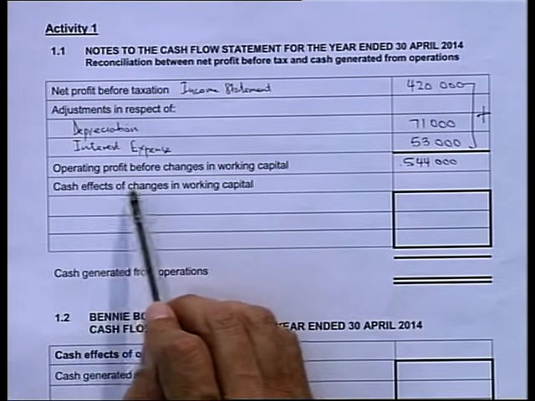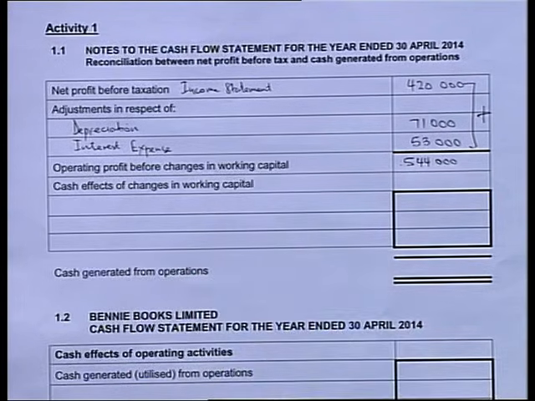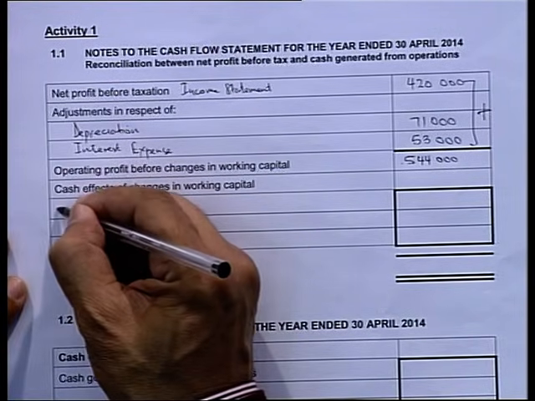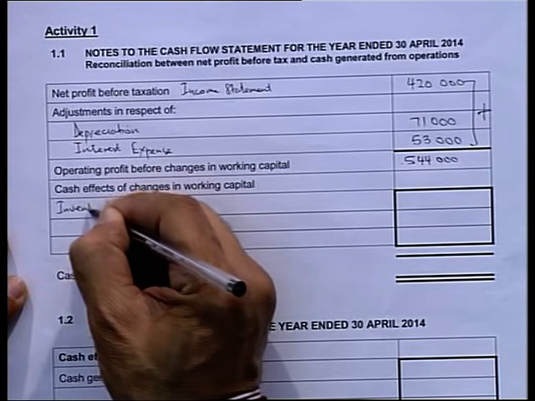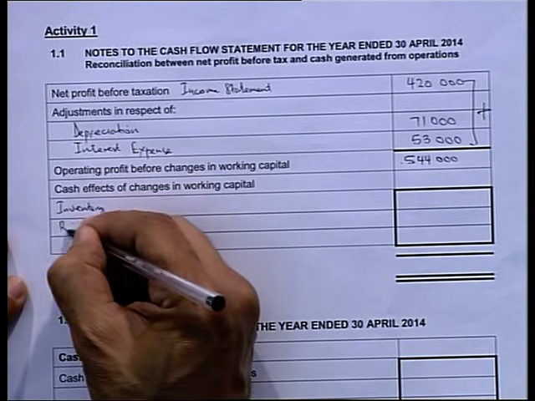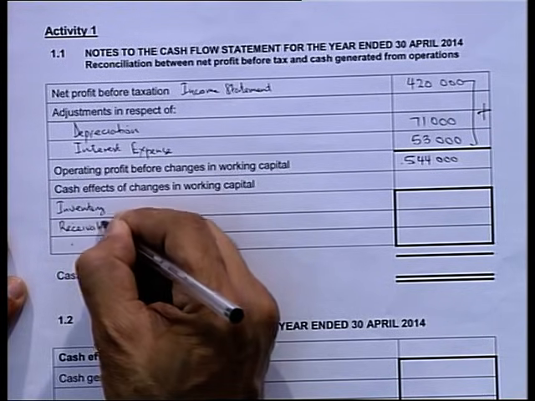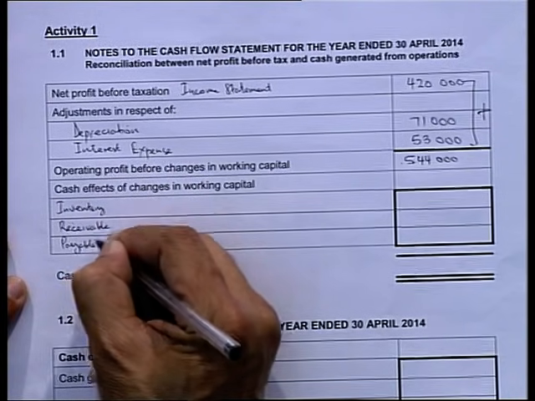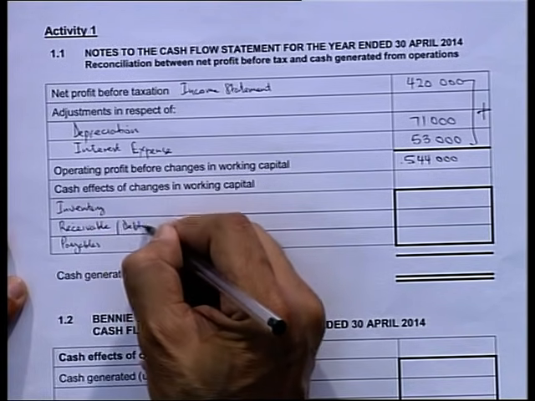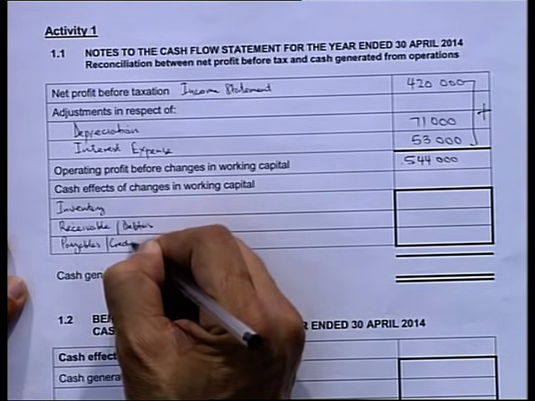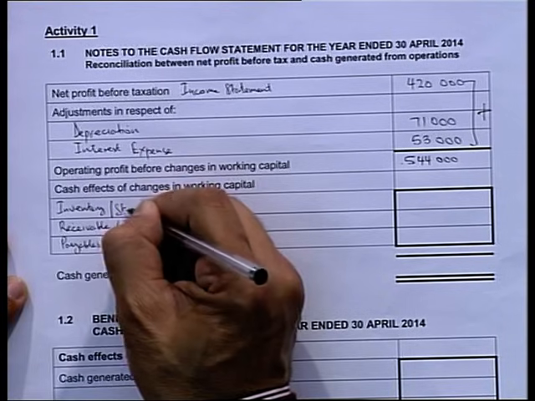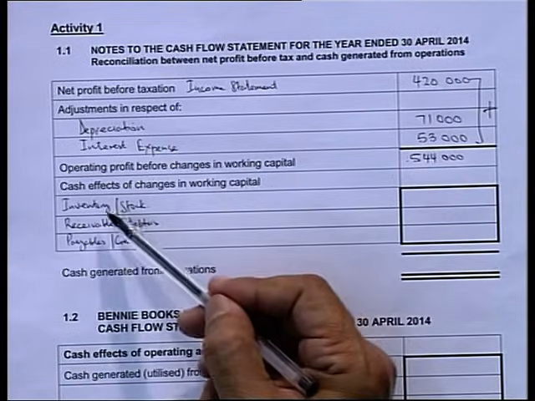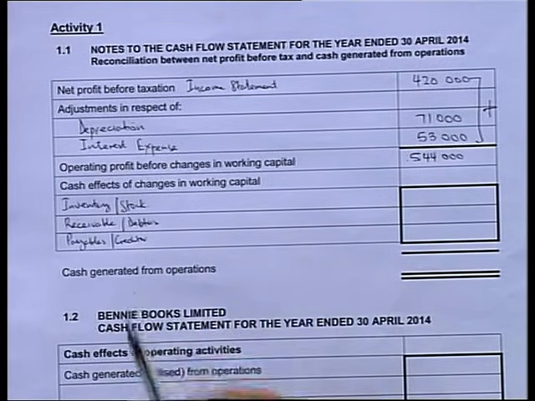Next line says cash effects of changes in working capital. For working capital, there will be three lines. So we will call it changes in inventory, changes in the receivables, and changes in the payables. We can also call it debtors, creditors, and the first one is stock. Okay. So inventory, receivables, and payables, those are all balance sheet items.